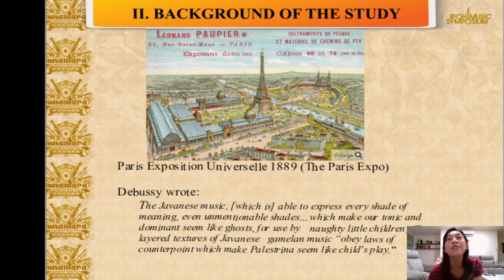I found this really interesting, written by Debussy. He wrote, "The Javanese music is able to express every shade of meaning, even unmentionable shades, which make our tonic and dominant seem like goals for use by naughty little children. The layered texture of Javanese gamelan music obeys laws of counterpoint which make Palestrina seem like child's play." From this, we can see Debussy really looked down on Western traditional music, and looked forward to Javanese music with a more advanced approach.